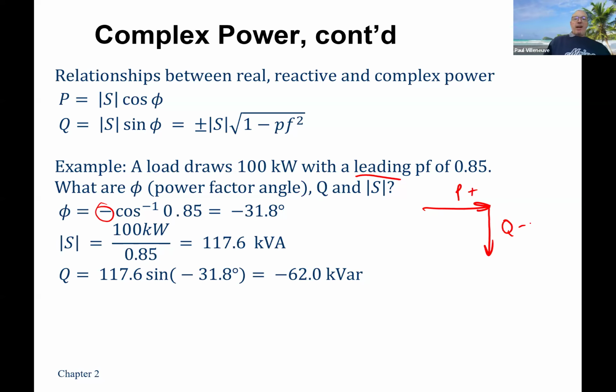And so then I can build a power triangle. This right here is equal to 100 kilowatts. This right here is equal to minus 62. And this right here is 117.6. And then I'll just add in the angle over here for that. And all power triangles are right triangles.